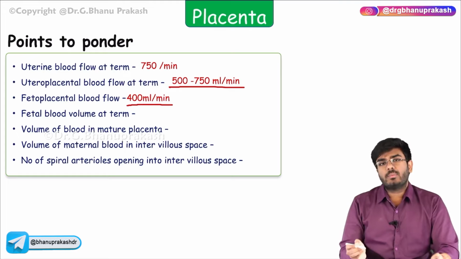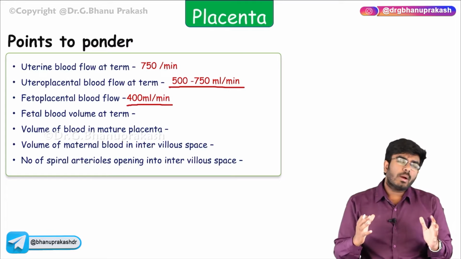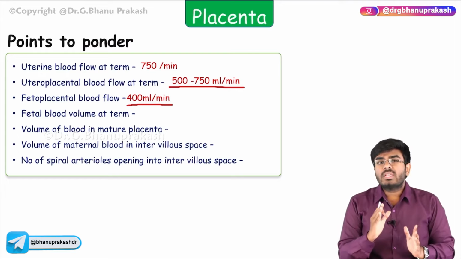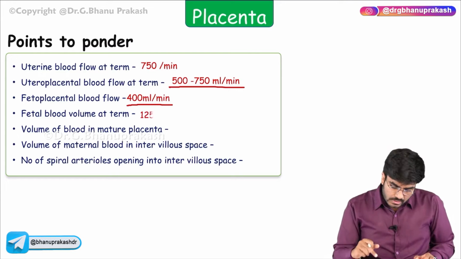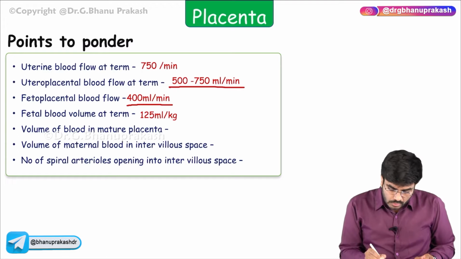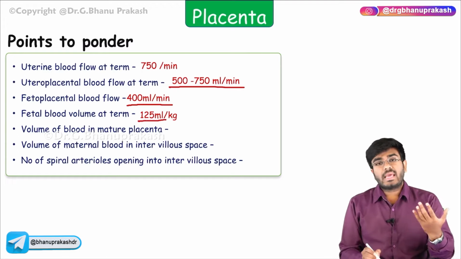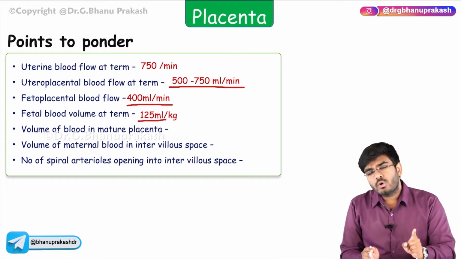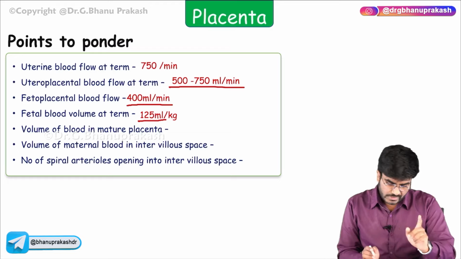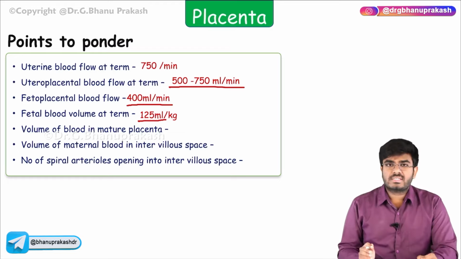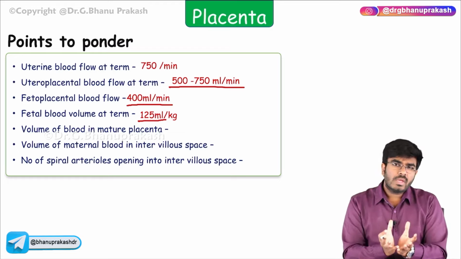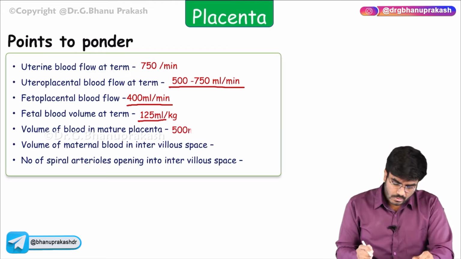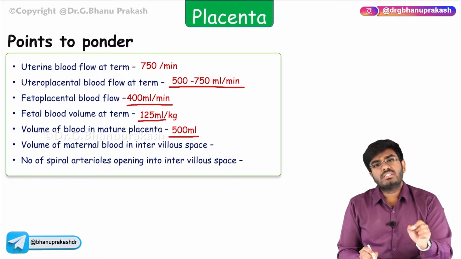Fetal blood volume at term. At term, how much blood is present in a fetus? 125 ml per kg. So per kg 125 ml will be there. You can calculate accordingly, if the baby is 2 kilos or 2.5 kilos. Per kilogram 125 ml of blood will be there. Volume of blood in a mature placenta. In a mature placenta at term, how much volume of blood will be there? Almost 500 ml. The capacity of a mature placenta is 500 ml.